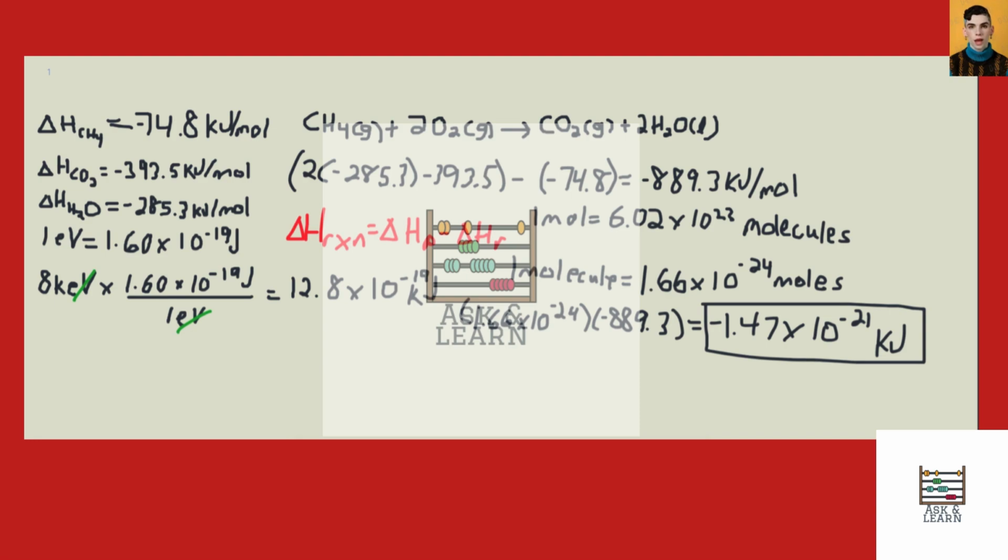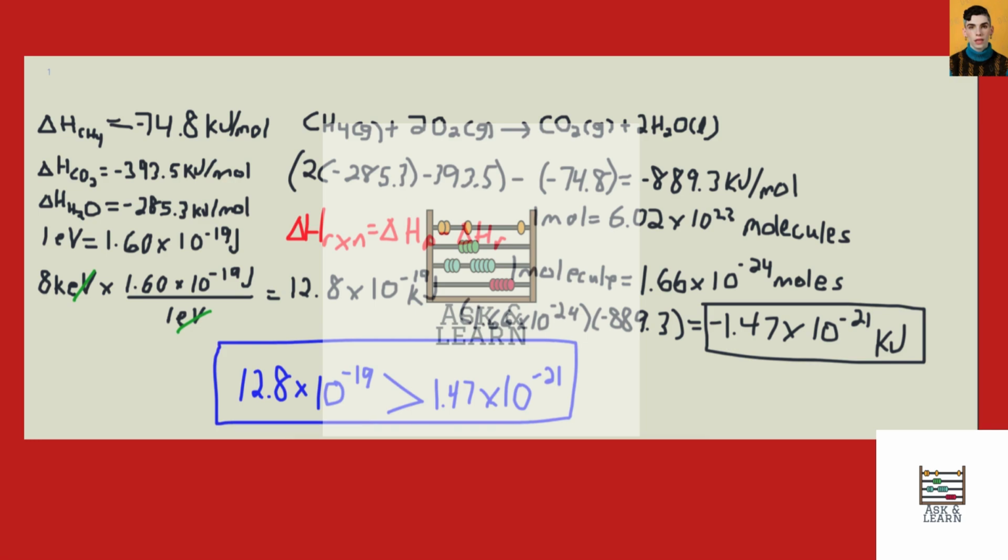So the energy we get from the X-ray is actually larger than what we're getting from burning our methane. It's larger by a few orders of magnitude. 10 to the negative 19th is a greater order of magnitude than 1.47 times 10 to the negative 21. So the amount of energy we get from our X-ray is larger than what we get from burning one molecule of methane.